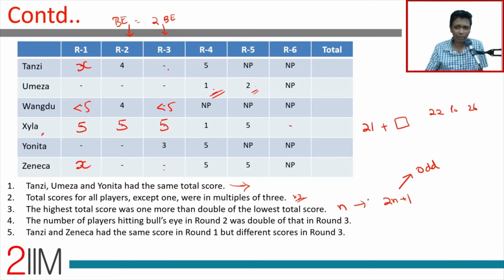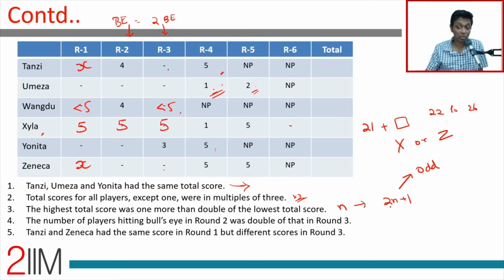Right? If it were not Xyla, Tanzi could not have got even to 20. Tanzi, Umeza and Yonita are the same. Wangdu has not got any bullseye. You can get to 12 maybe. Zeneca is possible. Can Zeneca be higher than Xyla? Because Zeneca has 4 5s, 20. She could end up with 23. And Xyla could end up with 22. So Zeneca could be the highest. So X or Z could be the highest.